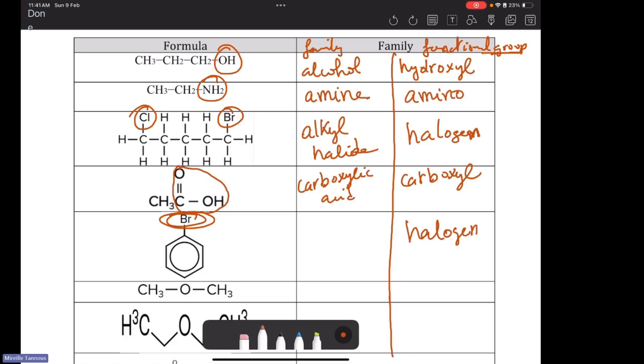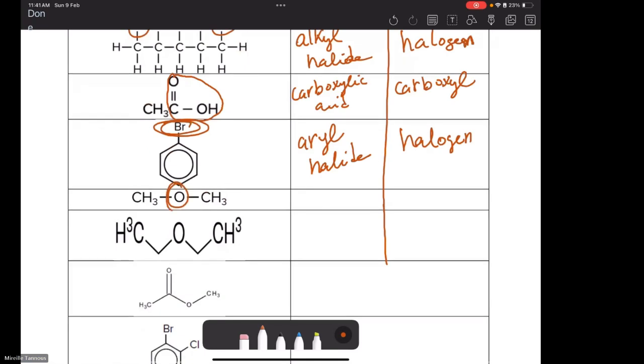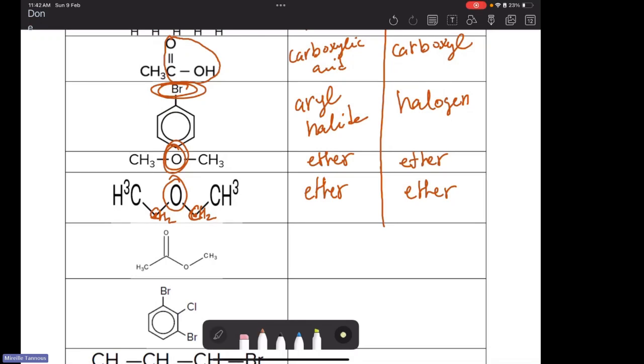Halogen for aryl halides. Ether for ether. Good, that's the same name. Again, ether for ether. Remember, this means there's a carbon on both sides, so this is an ether family, ether functional group. Here's the functional group. Note that here there's also carbon, C double bond O. So the functional group is ester and the family is ester.